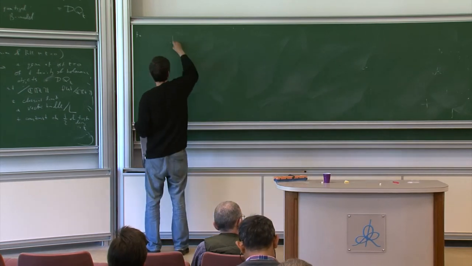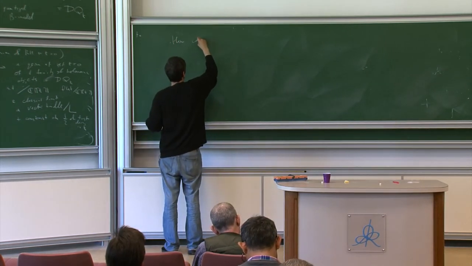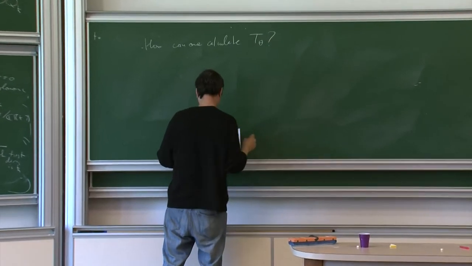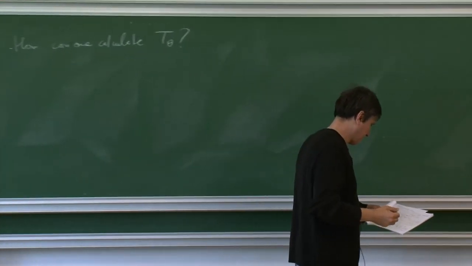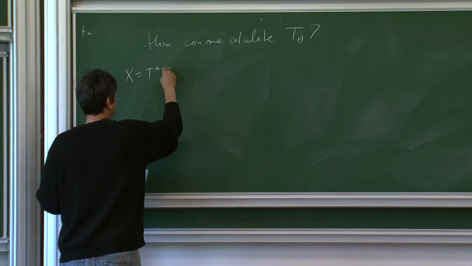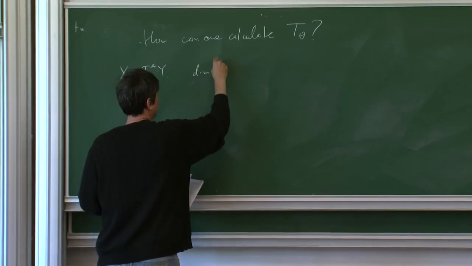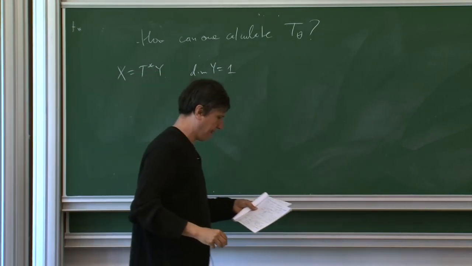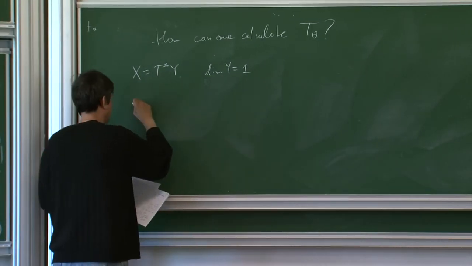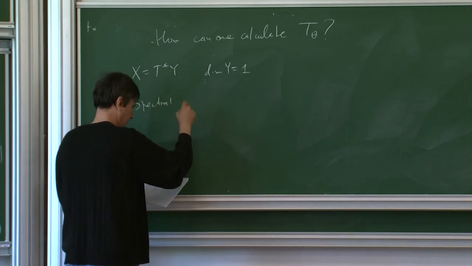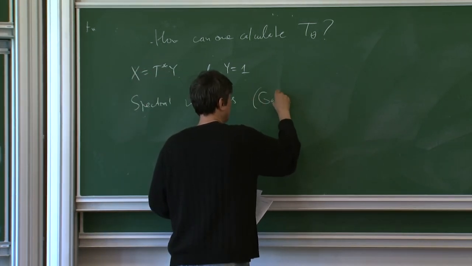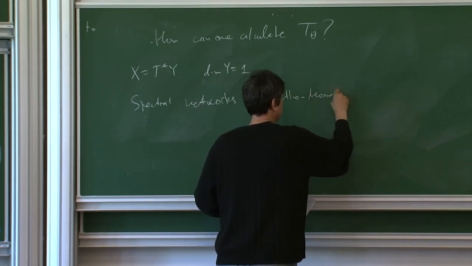So there's a big question: how can one calculate this automorphism T theta? In the case where the dimension of Y is equal to 1, this should be done by spectral networks, by Gaiotto, Moore, and Neitzke.